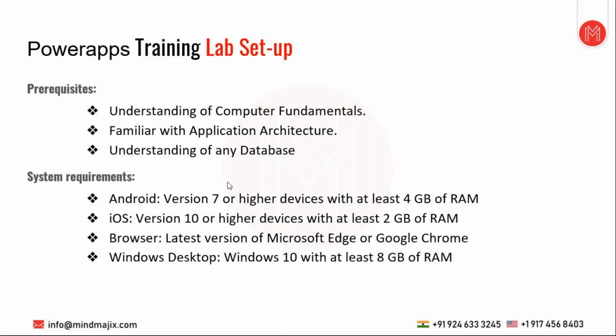Now let's talk about the system requirements. Android version 7 or higher device with at least 4 GB of RAM, or iOS version 10 or higher device with at least 2 GB of RAM. So basically, Power App is a mobile application, so we will use this application on a mobile device. The Android must be version 7 or higher with at least 4 GB of RAM, and iOS version 10 or higher with at least 2 GB of RAM. And browser, the latest version of Microsoft Edge or Google Chrome. And Windows desktop 10 or desktop 8 can work with at least 8 GB of RAM, because Power App is a cloud application. The RAM should be minimum 8.